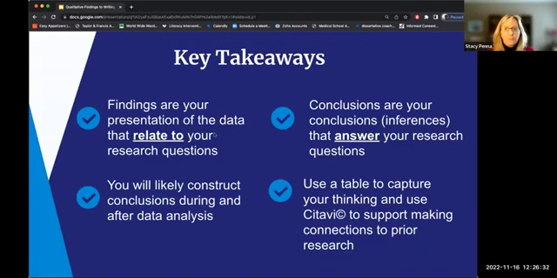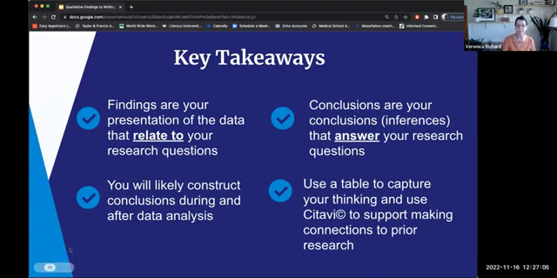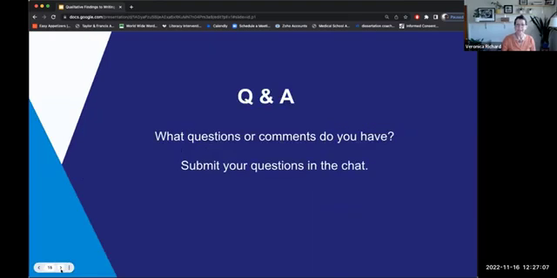The findings, remember, are your presentation of the data that relate to your research question. So the focus is on the data. Your conclusions are the inferences or the answers to your research questions. And then you will likely construct some of your conclusions during your analysis and after. And then use a table to capture your thinking and use Citavi and NVivo to support your connections. And I believe that is it.